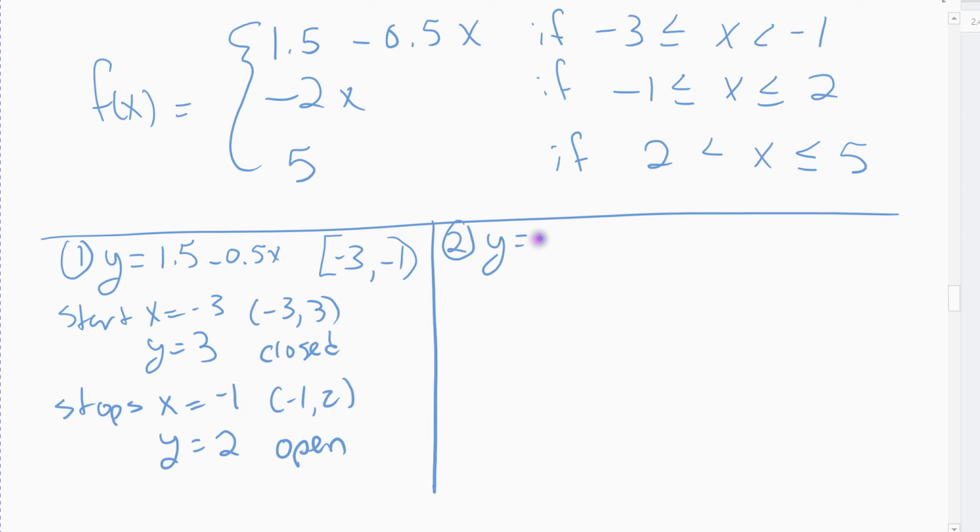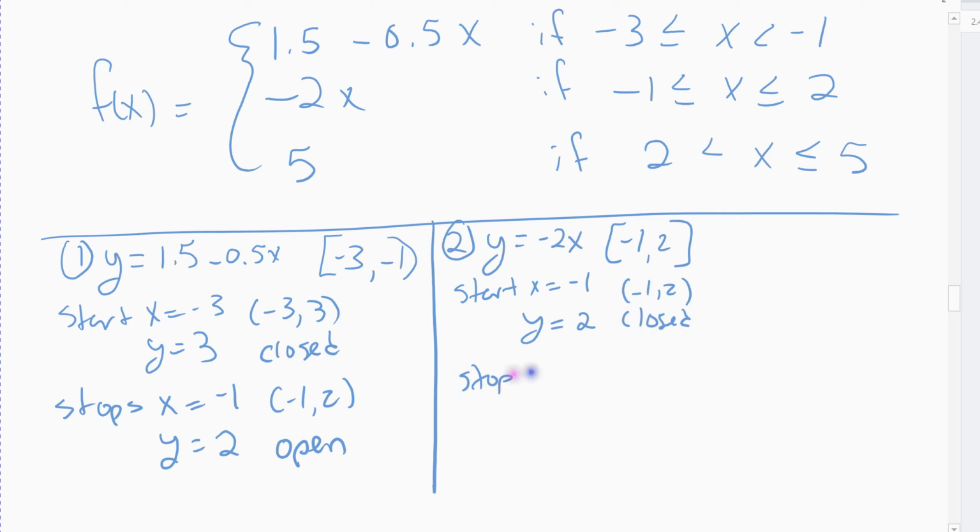Now my second piece, which is y equals -2x, between -1 and 2, including both ends. So this one's got a very short piece. It starts at x equals -1, y equals +2, so -1, 2. And if you'll notice, that's where this one stops. So we are going to connect like we did before, as that's closed. And then this one stops at +2. When it's +2, it's -4, so 2, -4, and it's also closed. So both of these ends are closed.